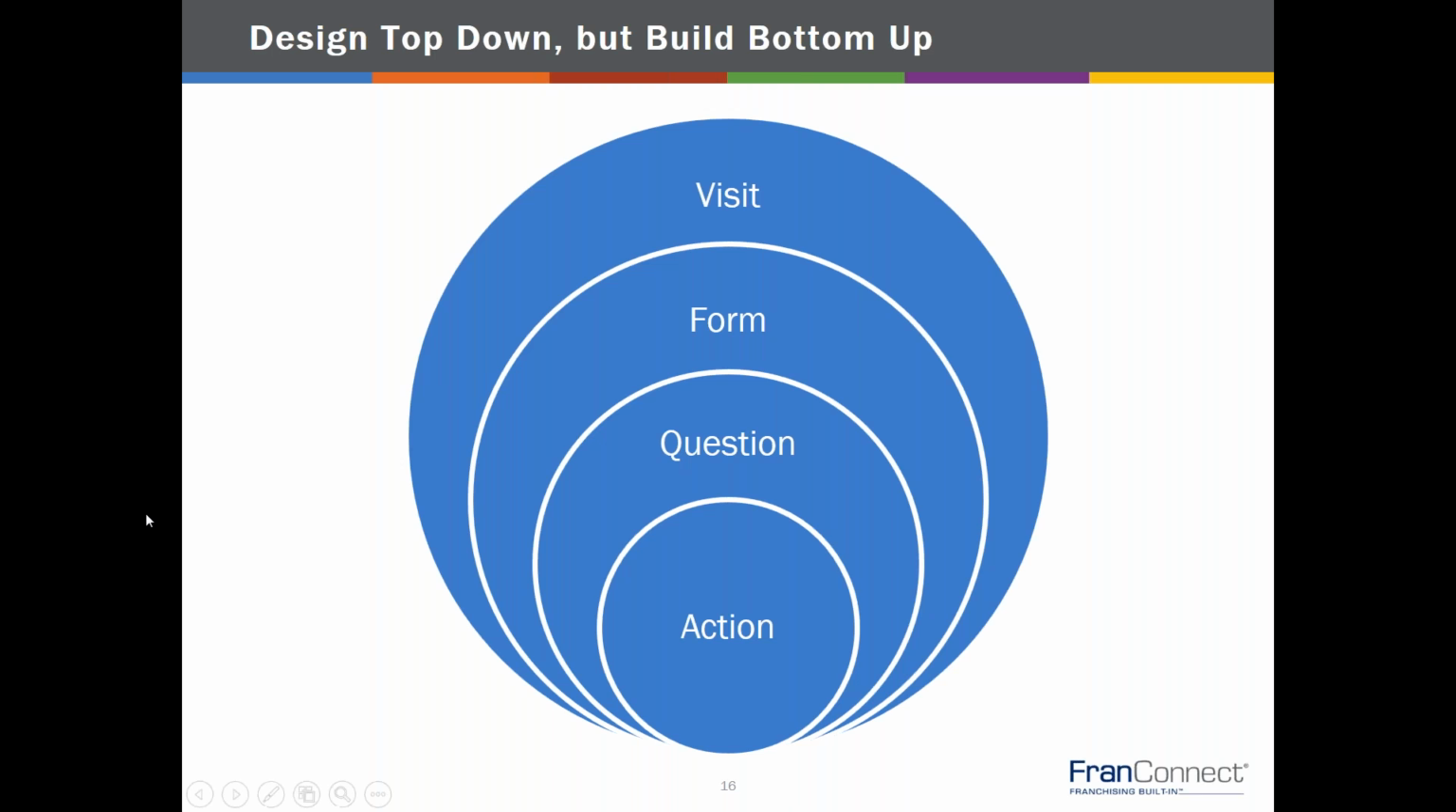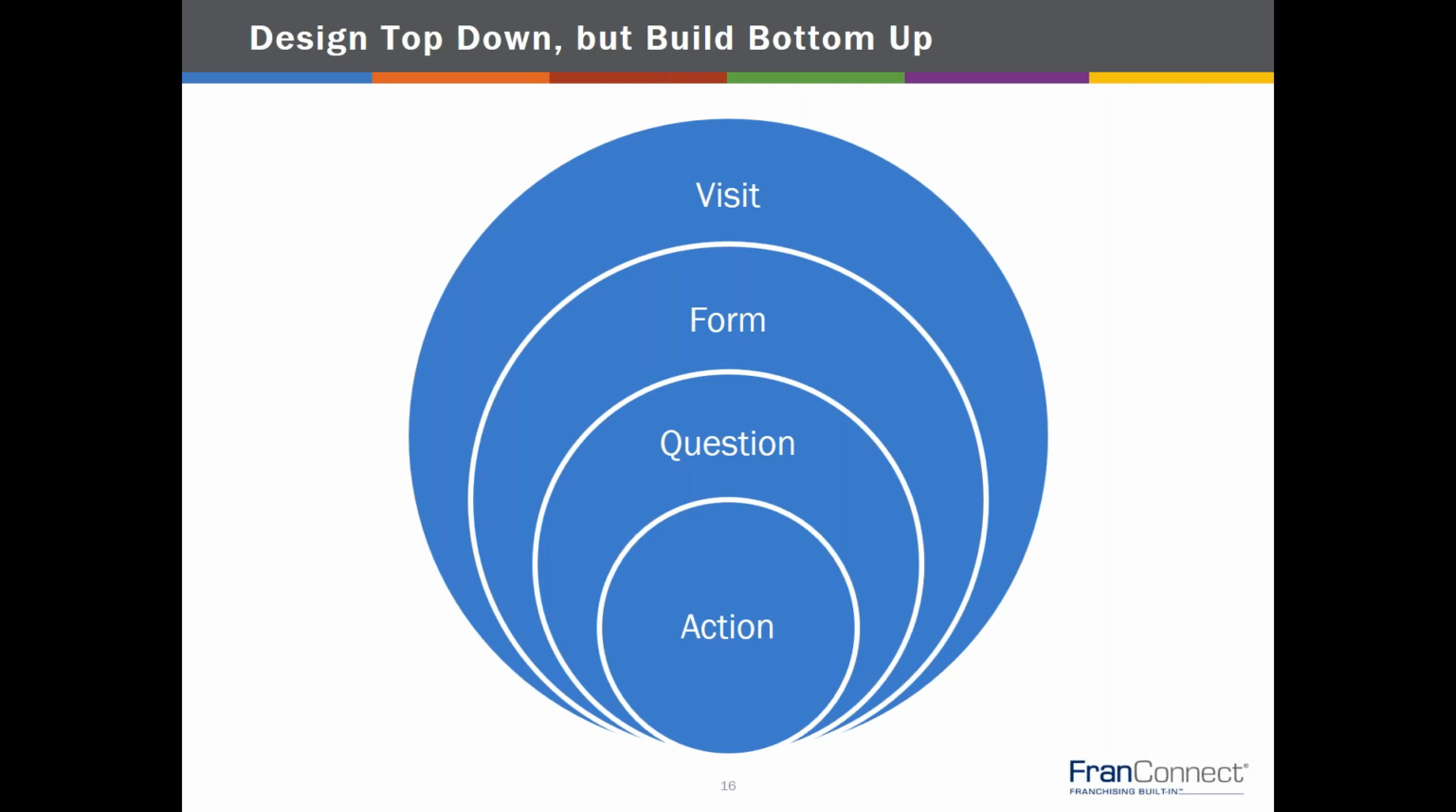Now, I've created a little Venn diagram here to really understand how field ops is developed, or what pieces of field ops are available. As you all know, if you're experienced users of field ops, you have your visit, which is when you assign a visit to a consultant. Within that visit, of course, you have a form that they are to fill out. Within that form, you have several questions that you've associated with that form. And then within those questions, you have actions.